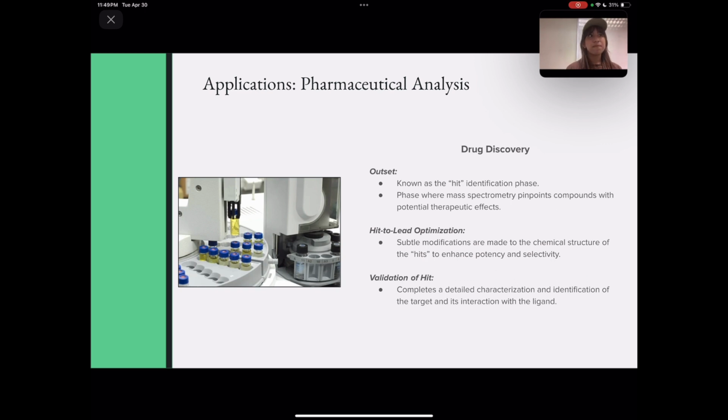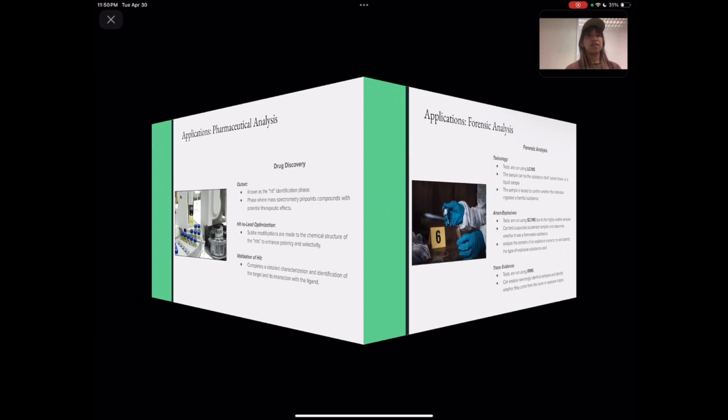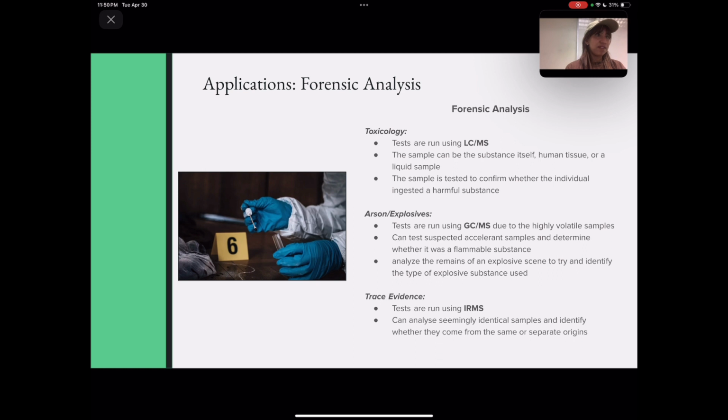Some applications of this can be seen in pharmaceutical analysis, such as drug discovery. At the outset, we have a hit identification phase. This phase is where the mass spectrometry pinpoints compounds with potential therapeutic effects. So this is where we find what we want ions to do in certain medications that we have. In the hit to lead optimization, subtle modifications are made to the chemical structure. So this is where we're able to manipulate some structures into what we want for medication. Our validation for the hit completes a detailed characterization and identification of its target. So this is how we want it interacting with our body to get our best results.